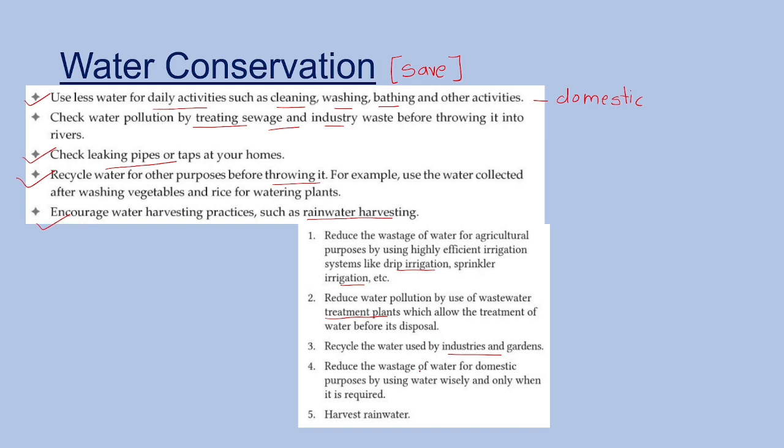So reduce the wastage of water for domestic purposes, that I have already told you. We can adopt such methods. Instead of taking a shower, we can use a bucket. Instead of washing clothes in a washing machine, we can adopt hand washing methods, so that we will conserve water. A small little step will help in water conservation.